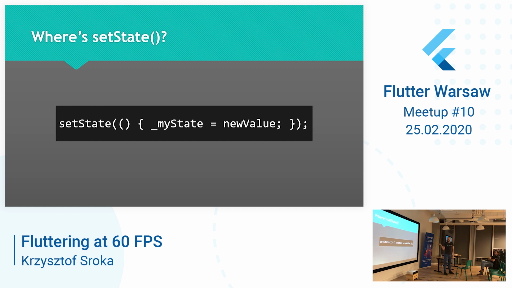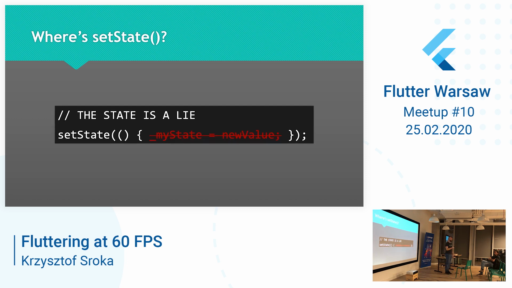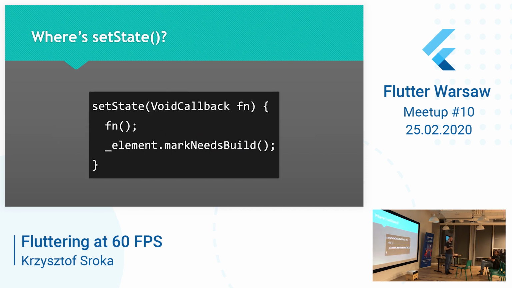And how does setState connect to it? Where's the state actually, right? I like this because there's no state. The state, this is a lie. Whatever we do in a callback inside is just a random function. The setState looks like this. It calls the callback and marks the element of a widget as needing build. There's nothing else, totally. So there's no state object.